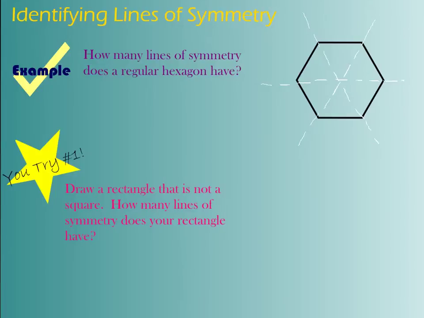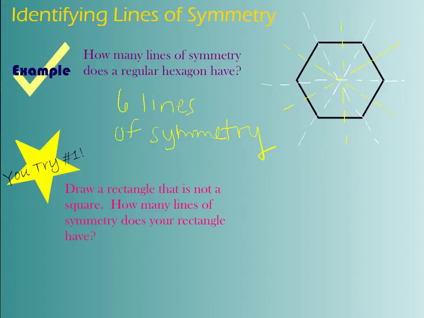But I can also take this shape and I can fold it in half going through my sides. Fold it through this side and also through this side. So now I see that I have 6 lines of symmetry. 3 of them came from going through the angles. Those are my white lines that I have drawn on here. And the other 3 came from splitting my sides. Those are my yellow lines.